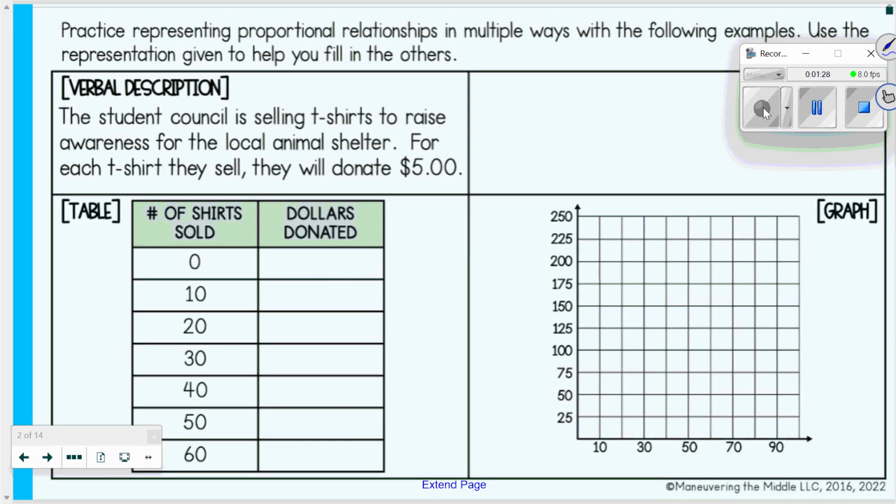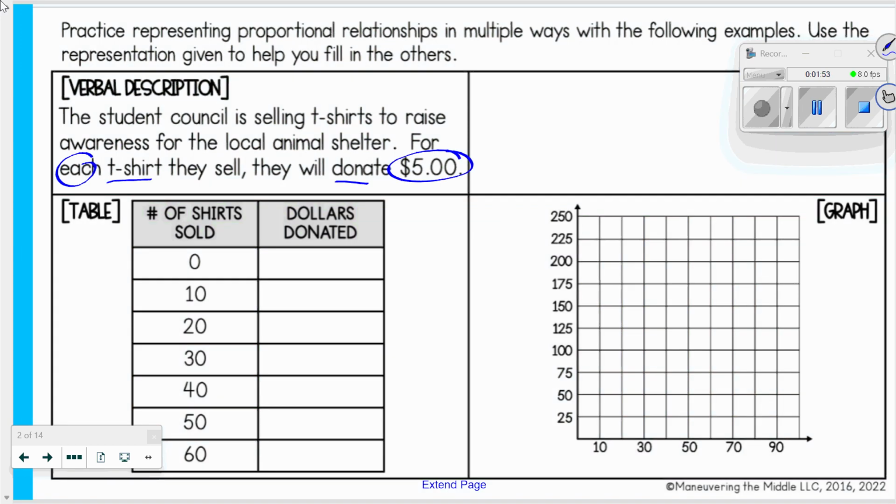Okay, actually, I have a really good question from Matthew on this one. He's like, how do I start on this? Where do I go? The first thing you need to do is mark your text. If you're marking your text, it's going to help you pull out the key information. So when I look at my scenario, the student council is selling t-shirts to raise awareness for the local animal shelter. For each t-shirt they sell, they will donate $5.